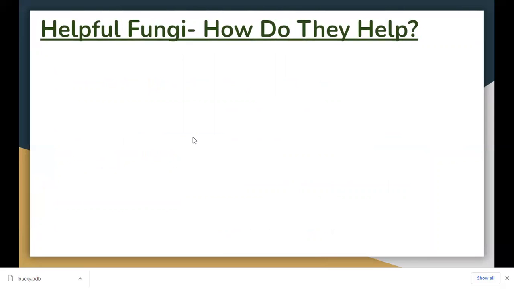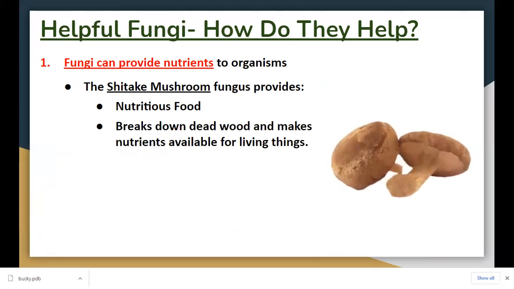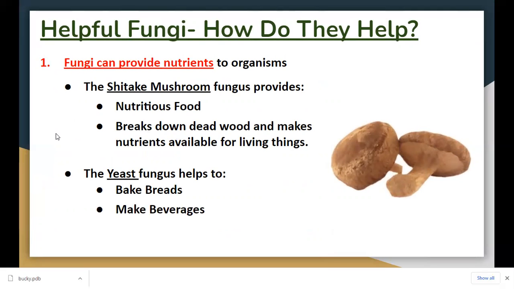How are fungi helpful? Well, they can provide nutrients to organisms. Like I said, there's some that you can eat mushroom-wise. The shiitake mushroom fungus provides nutritious food for humans. It breaks down dead wood and makes nutrients available for living things. The yeast fungus helps us when we bake our breads and in some beverages that can be made with yeast.